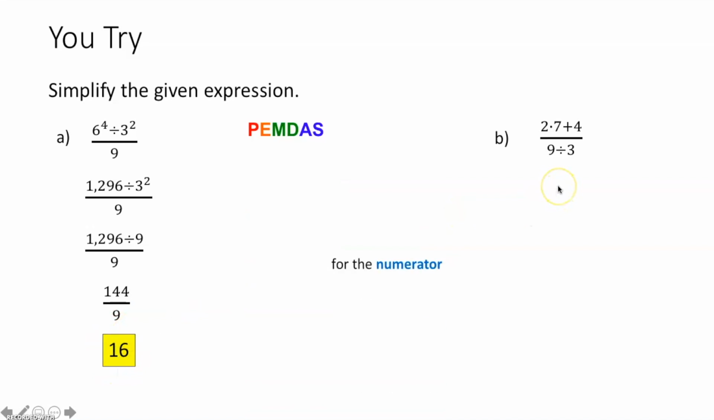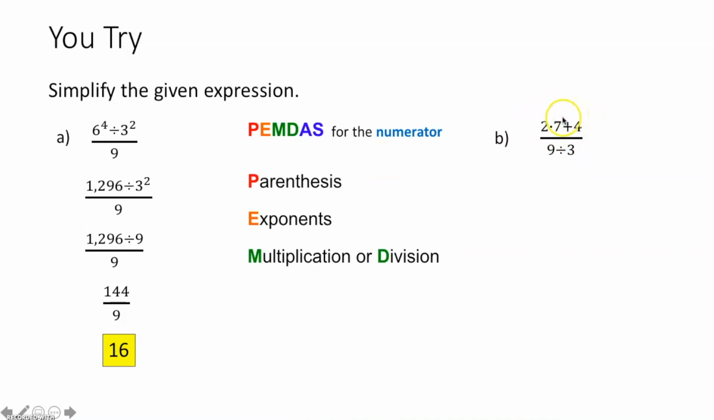Let's go over here. PEMDAS for our numerator. Any parentheses? No. Any exponents? No. Multiplication or division? Yes, there's multiplication. So we go 2 times 7, we get 14.